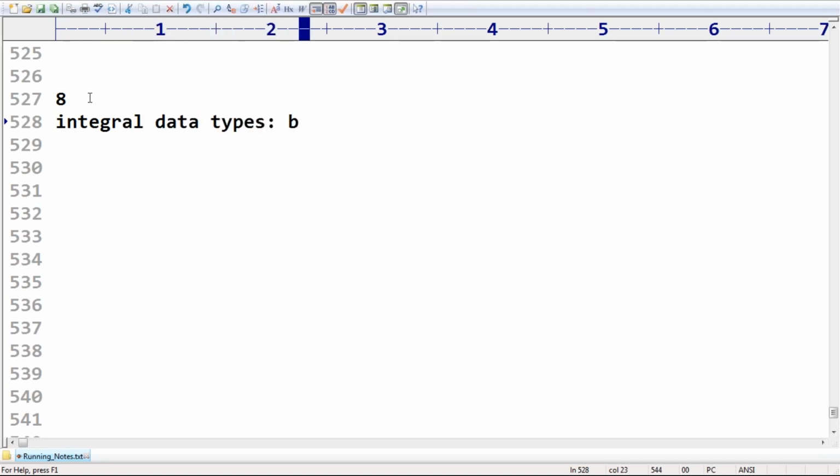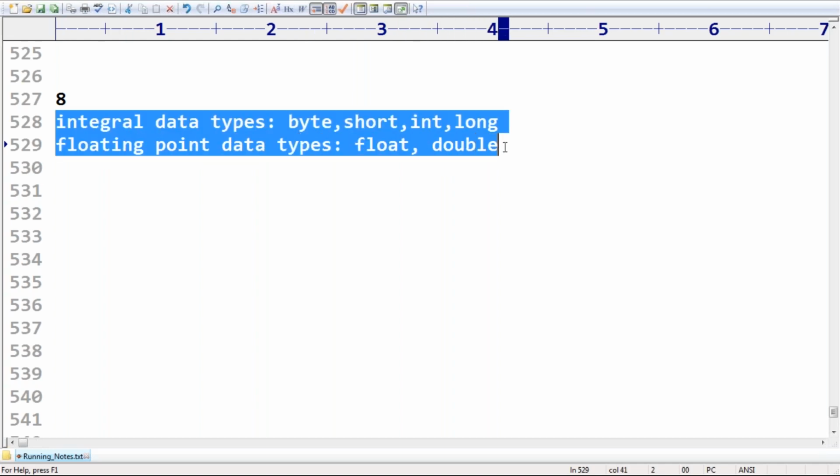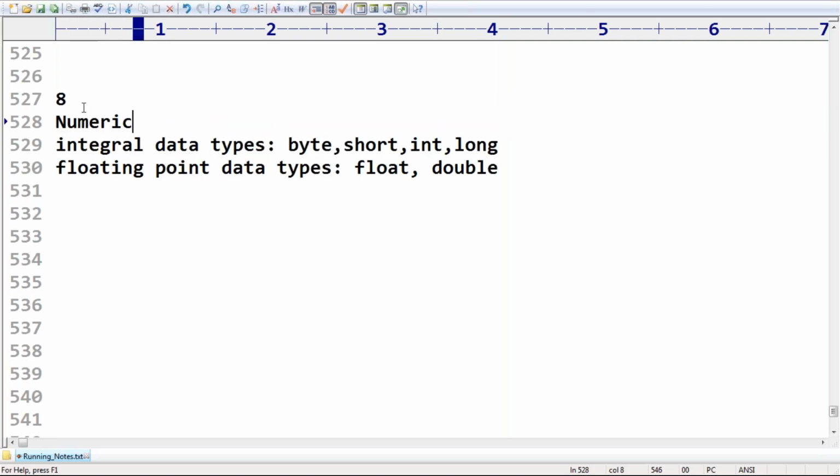Integral data types are byte, short, int, and long. Which are floating point data types? Floating point data types are float and double. These two are floating point data types. And these 6 data types are also called numeric data types, because all these things are representing numbers.